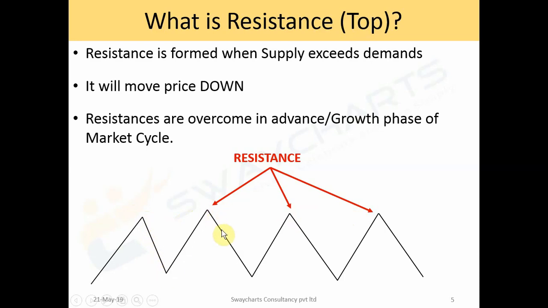So whenever the price moves down, those levels from where it takes a U-turn are said to be the resistance level. Now if this is acting as a resistance level, and if the price can pierce it and go higher than this, that is where it can have a further rise in price and it will move higher. And this happens when we are in the advance or growth phase of the market cycle.